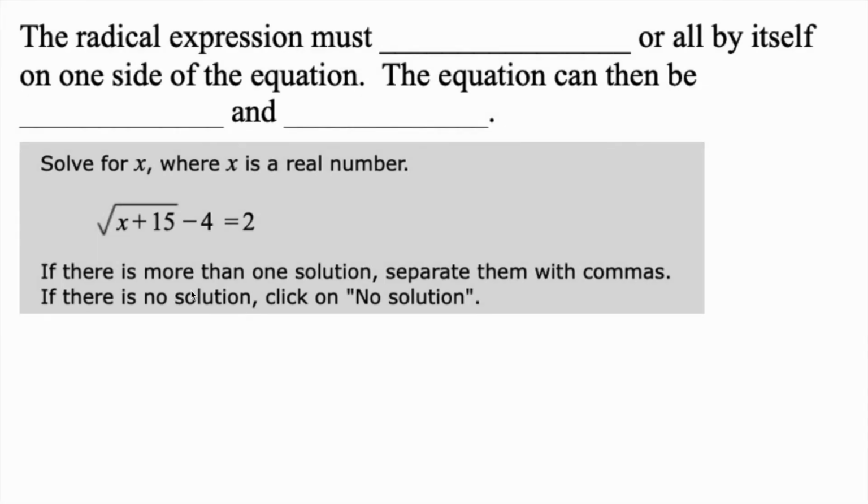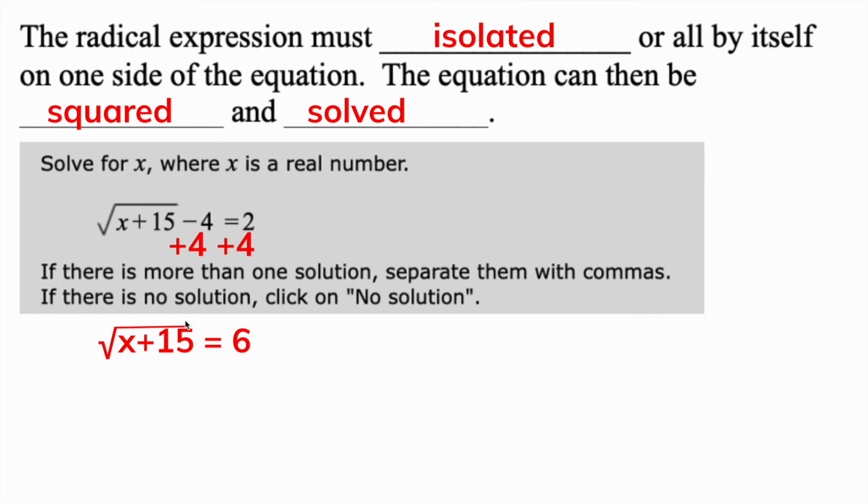All right, so we can look at this one. We also have radical expressions, and they must be isolated or by themselves on one side of the equation. The equation can then be squared and solved. So very similar to what we just did, except it's going to be an expression instead of one number. So I'm going to isolate it. I don't want this minus 4 on this side with the radical, so I'm going to bring it over to the right side. So then I'm going to have x plus 15 under the square root, and that's going to equal 6. Now I can square both sides of the equation.